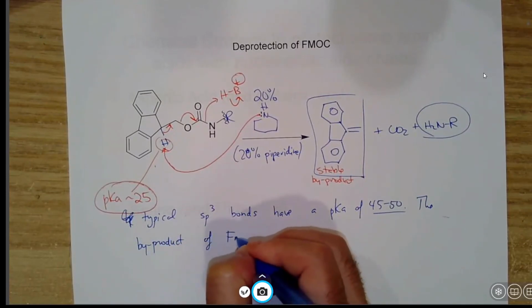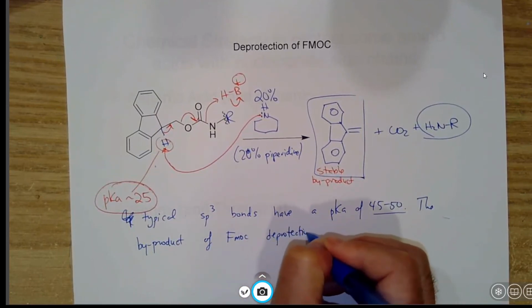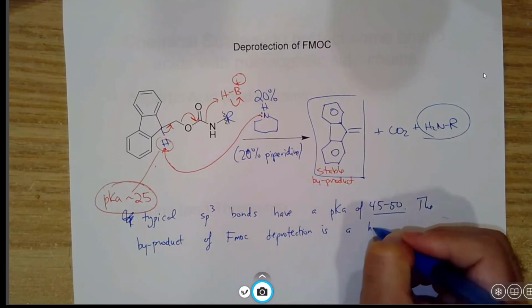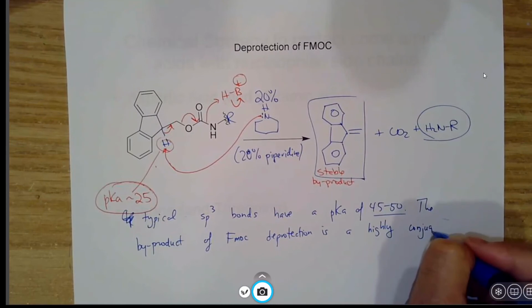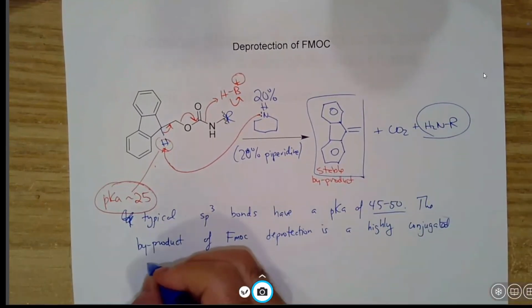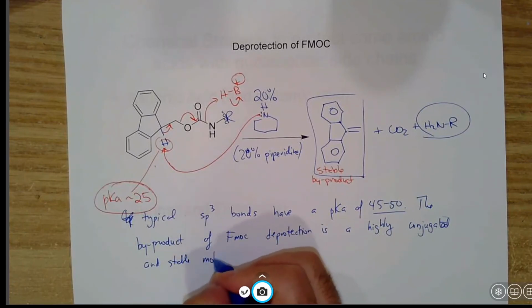And the byproduct of Fmoc deprotection is a highly conjugated and stable molecule.